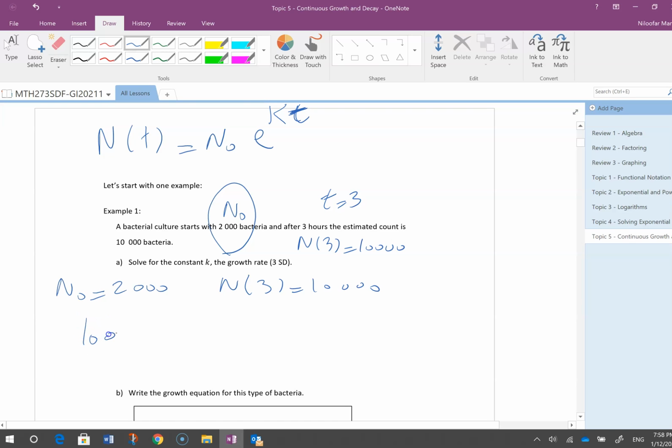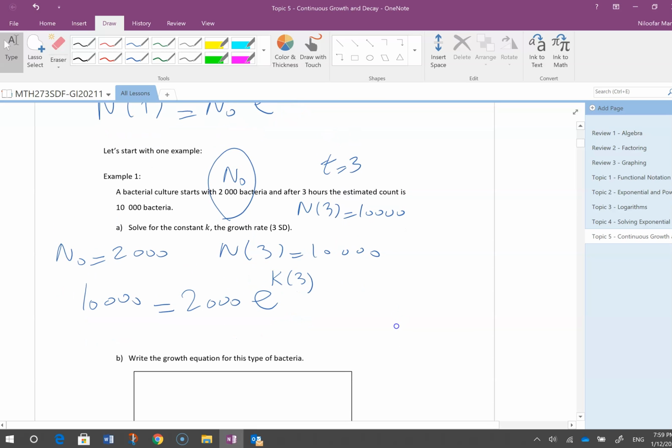So this is 10,000 equals 2000 e to the power k times 3. If I want to use the formula, I have to say N(t) equals 2000 e to the power kt, because t is changing and N(t) is calculated, but I don't know what k is. So I substitute t equals 3 and 10,000 in order to find k. So how do I find k? From here you are just doing mathematics. You are just solving for k.